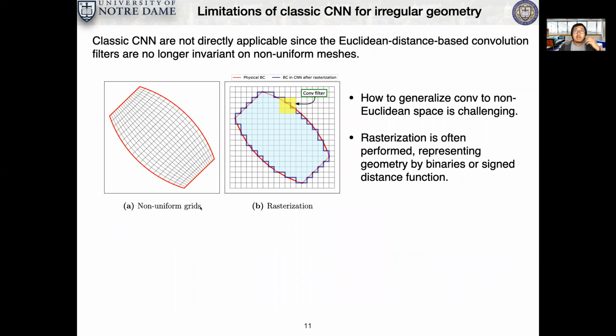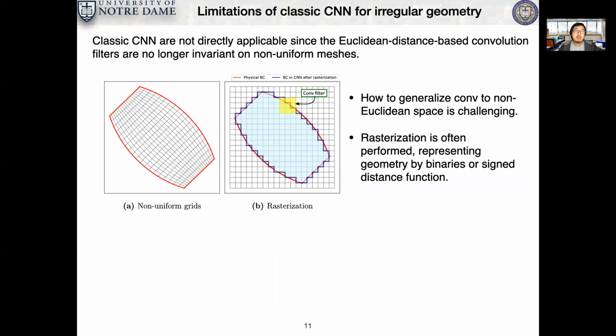As I said, the classic CNN cannot directly handle irregular domains with non-uniform meshes. Even for these simple irregular geometries with boundary-fitted meshes in this figure, a classic CNN is not directly applicable, since the coordinate frame is non-Euclidean. So the shape invariance that justifies the use of a classic convolution operation is no longer valid here.